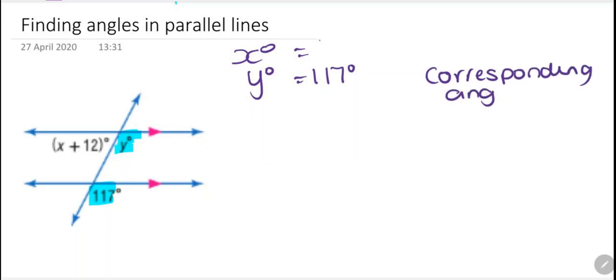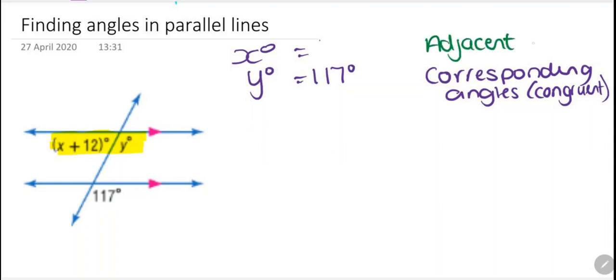angles and they're congruent. So, to find x, we also know that this angle here and this angle here are adjacent angles. So, adjacent angles, we also know that these are supplementary, so they add up to 180 degrees.